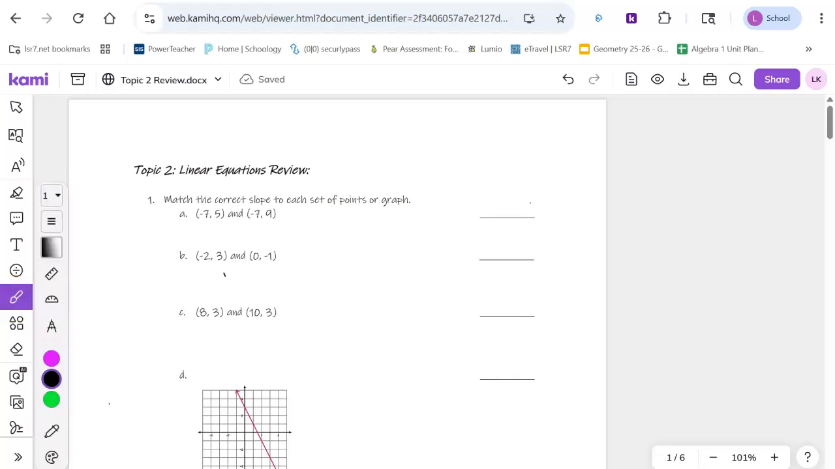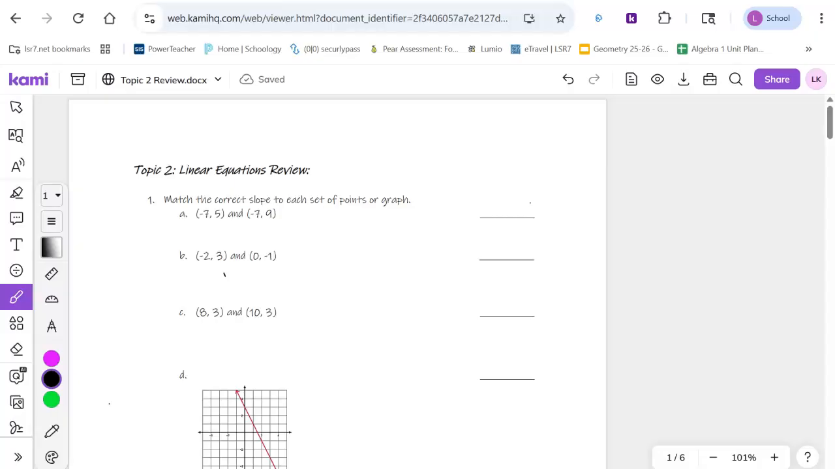Okay, this is topic 2, linear equations review. Pause it as you need to. That way you can write things down, or you can try to figure out what I'm doing. You should have as much of this review completed as possible, and this is just going back and getting help on the things you need.